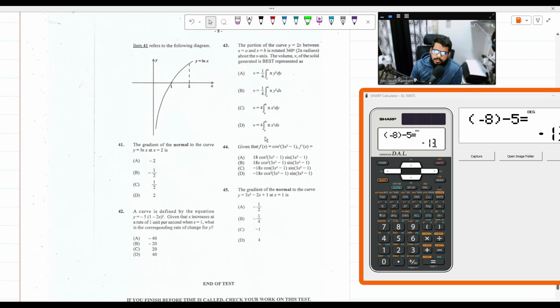Alright, equation of the gradient of the normal. So the gradient of the tangent, when I differentiate, I get 1 on x. The gradient of the tangent is 1 on 2. The gradient of the normal will be minus 2.